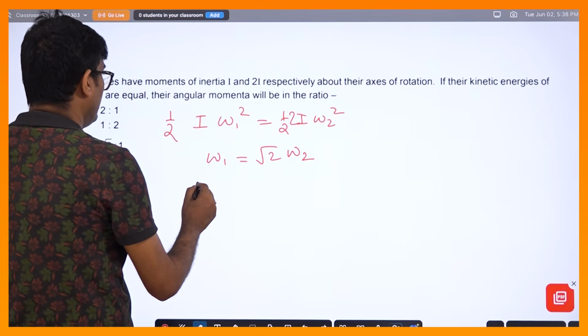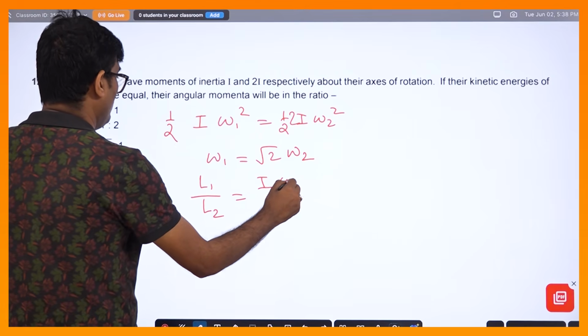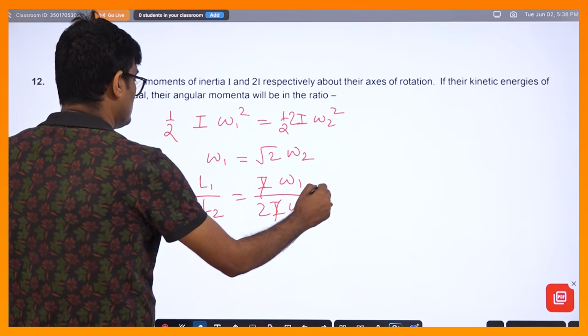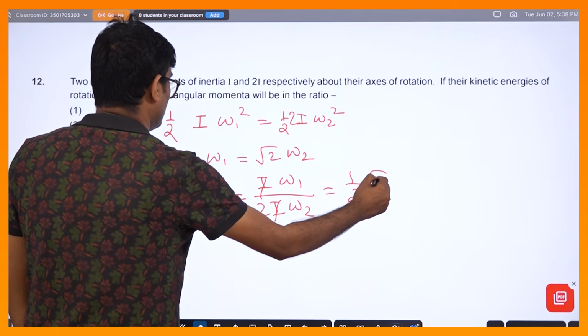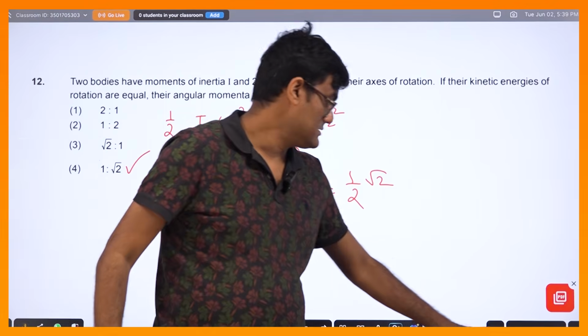Right? So what is the ratio of angular momentum? Angular momentum is I omega 1 by 2I omega 2. Right? So it is 1 by 2 into omega 1 by omega 2, which is root 2. So the answer is 1 by root 2. Option 4 is the correct answer for this question.